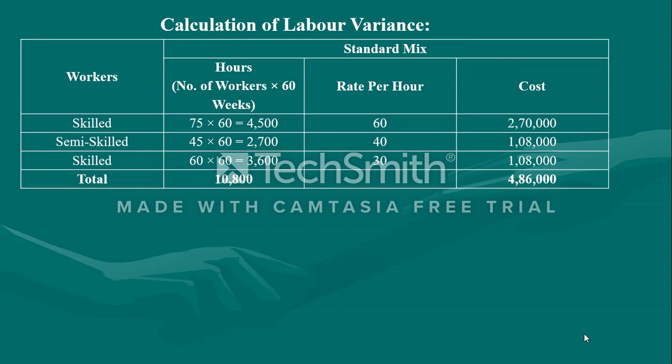2,70,000 rupees is the total cost. For semi-skilled, 45 into 60 equals 2,700 hours into 40 rupees per hour, which comes to 1,08,000 rupees. For unskilled, 60 into 60 is 3,600 hours into 30 rupees per hour. 3,600 into 30 is 1,08,000. The total number of hours is 10,800. The total cost is 4,86,000 rupees. It is the standard mix.